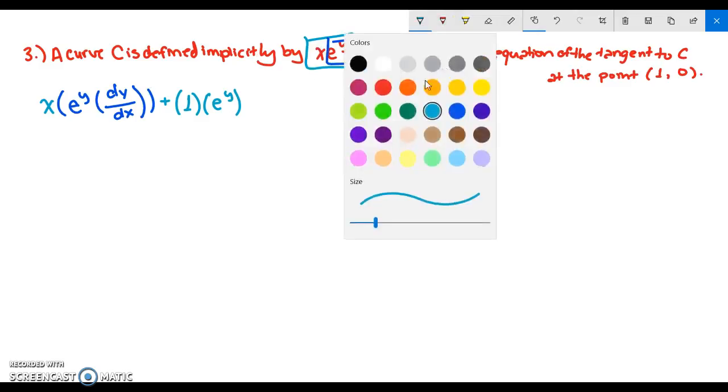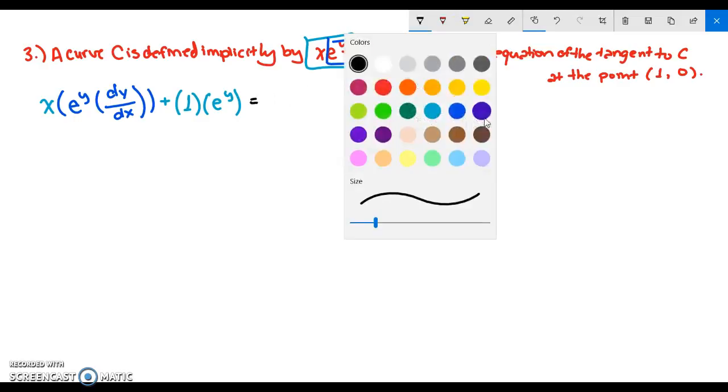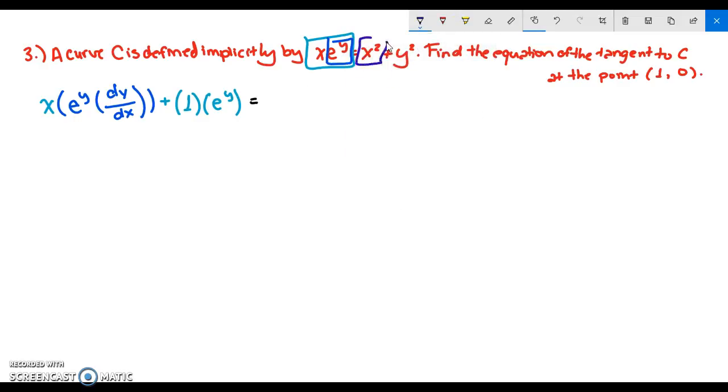And now that has to equal the derivative of the second part. So the derivative of x squared equals 2x to the 1 power, so 2x. And the derivative of y squared equals 2y to the 1 power, which is 2y, times the derivative of y, because y is not defined yet. There we go.